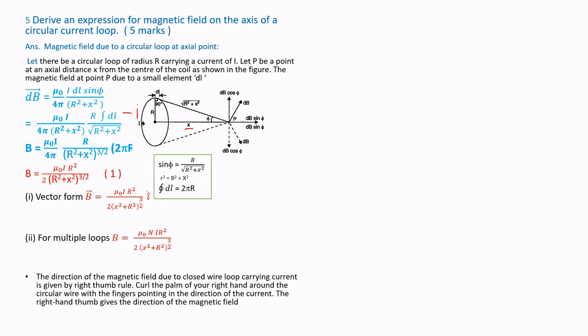The direction of magnetic field due to a closed current carrying loop is given by the right hand thumb rule. Please see that the direction of the magnetic field is given by the right hand thumb rule. Curl the palm of your right hand around the circular path. The curved fingers will show the direction of the current. The right hand thumb gives the direction of the magnetic field. Therefore, please note, the thumb gives the direction of magnetic field and the curled fingers give the direction of current.